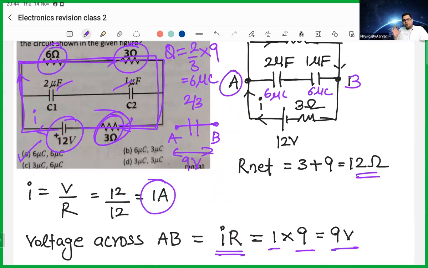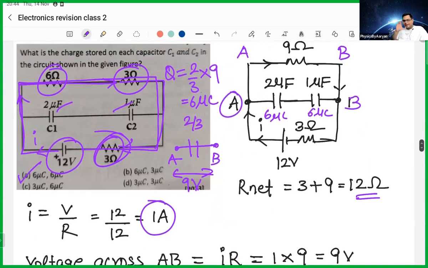Okay? So the same logic applies. First, you analyze the circuit: where will the current pass? Find the total current. Once you know the total current in the circuit, focus on your capacitor part: where your capacitors are connected, how much is the voltage there?